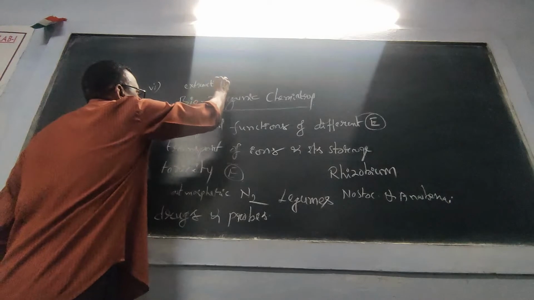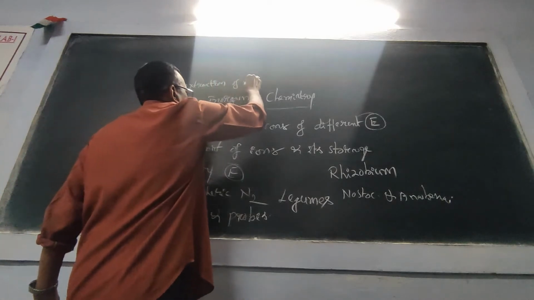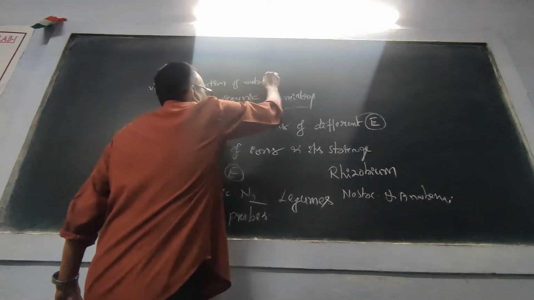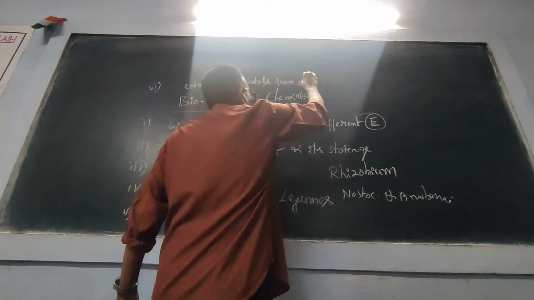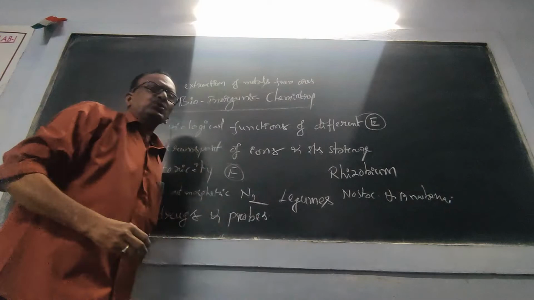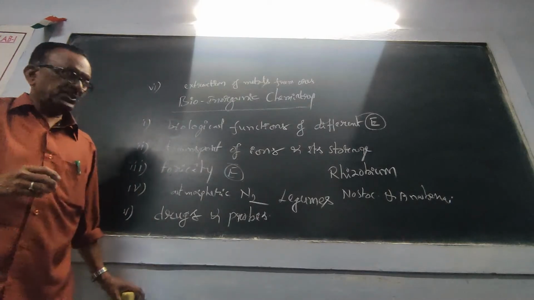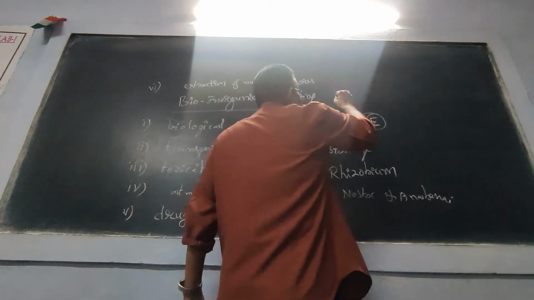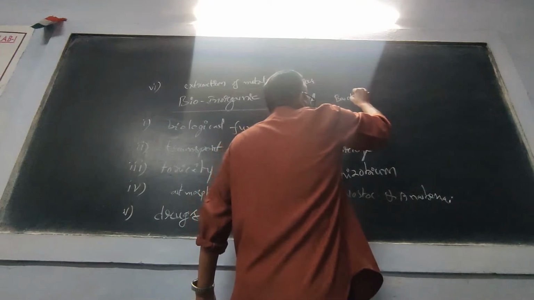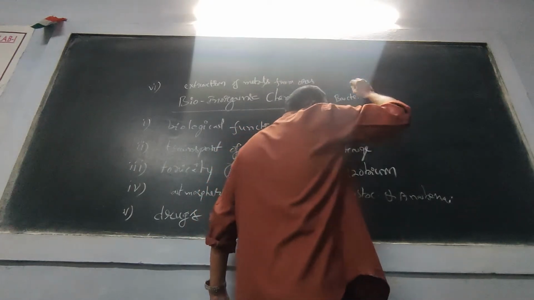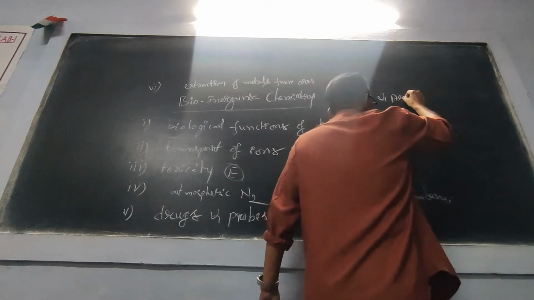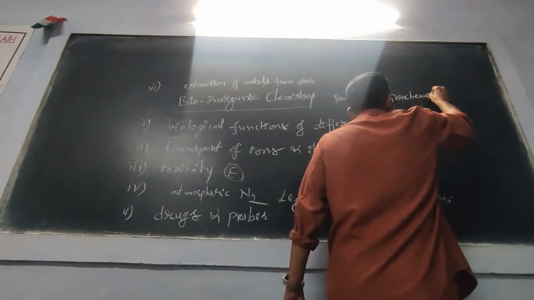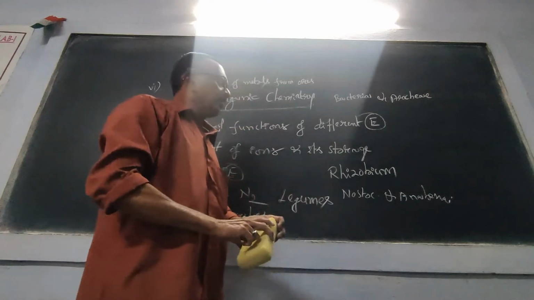And sixth one, a very important point, is that we can extract metals from ores by using microorganisms. In the microorganisms we use either bacteria, or we may use archaea. I think you might have heard about archaea.